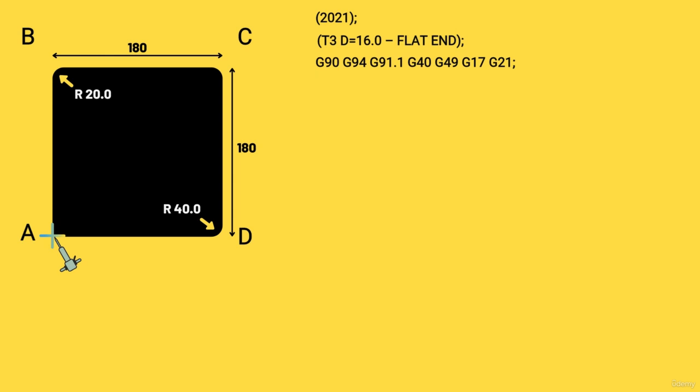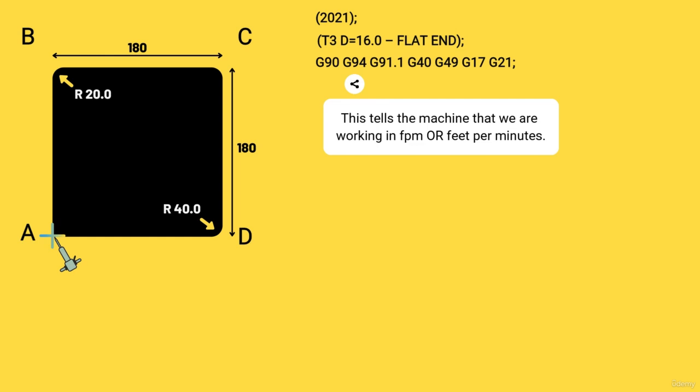Our next command is G94. This tells the machine that we are working in FPM, or feet per minute. This is how we control the machine cutting tool when we are actually removing material.